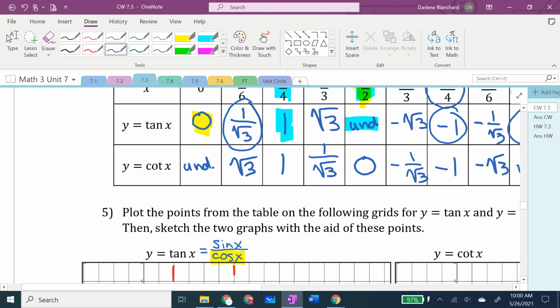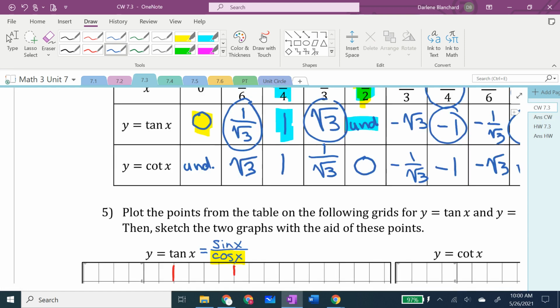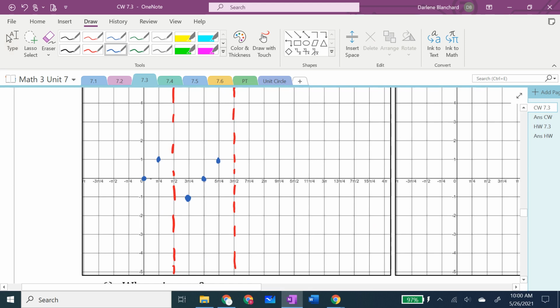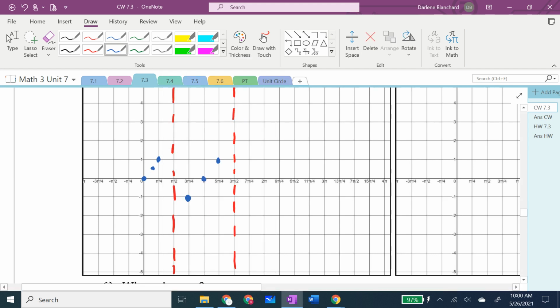1 divided by √3 and √3 were the numbers 0.57 and 1.7. So if I add those into the mix, then I've got points approximately here, and approximately here. Sometimes this program is frustrating. Okay.